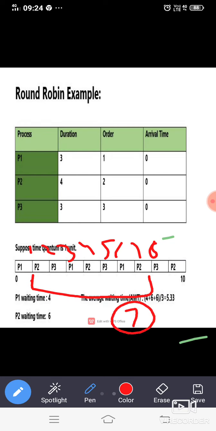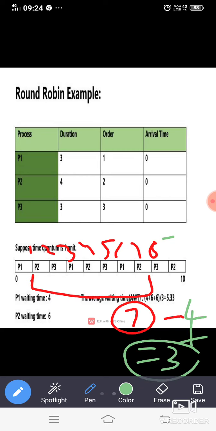So total time taken is 7, but actually how much time does it have to take for P2? The P2 has to take only 4. So 7 minus 4, what is the result? 3. This time we got 3.